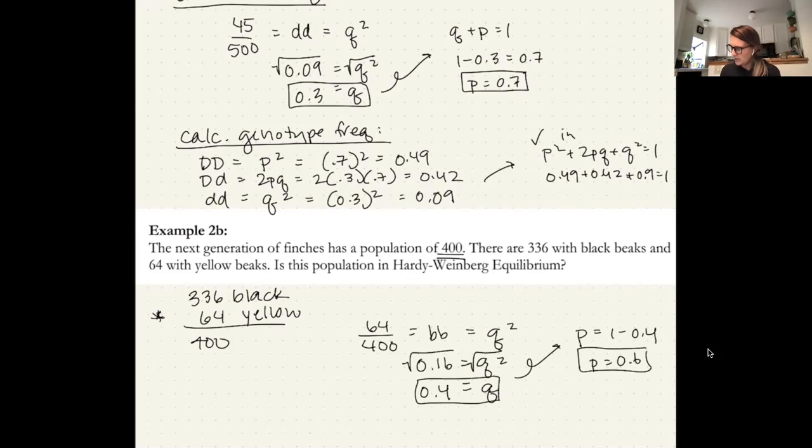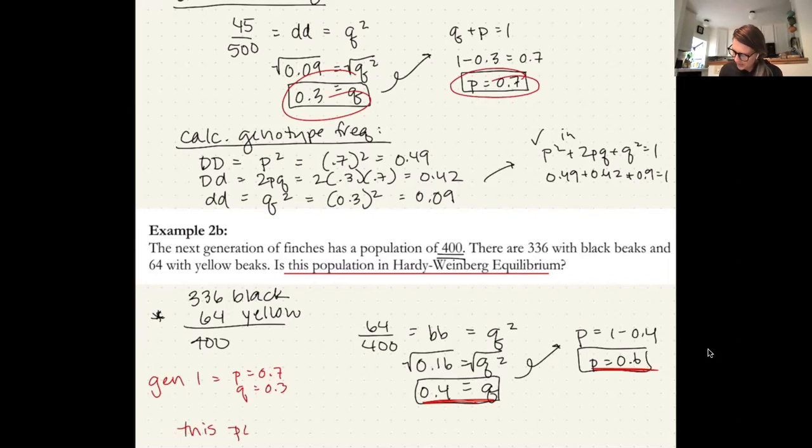And so our question is, is this population in Hardy-Weinberg equilibrium? So we need to compare our previous generation. Generation 1 had P equals 0.7 and Q is 0.3. And our new generation has our P and Q as 0.6 and 0.4. So this population is not in Hardy-Weinberg equilibrium because allele frequencies changed.